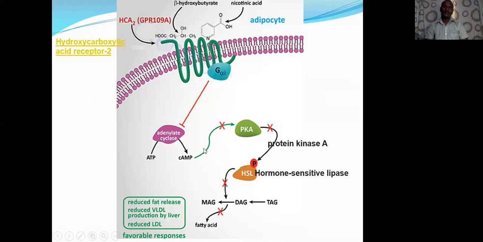How the free fatty acids are reduced: fibrates bind to the G protein coupled receptor, thereby they reduce the free fatty acids. This is the mechanism, and it is an inhibitory action. Reduced free fatty acid release causes reduced VLDL, and we know that LDL is synthesized from the VLDL. If there is no VLDL, then the cholesterol levels or lipoprotein levels will be decreased.